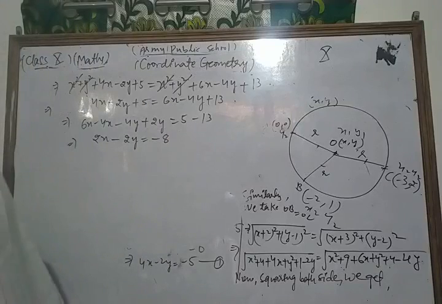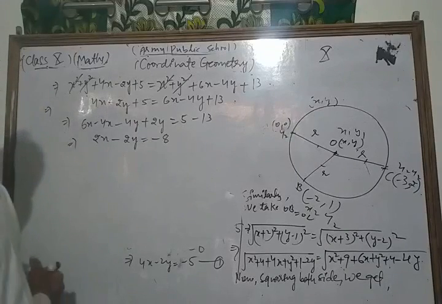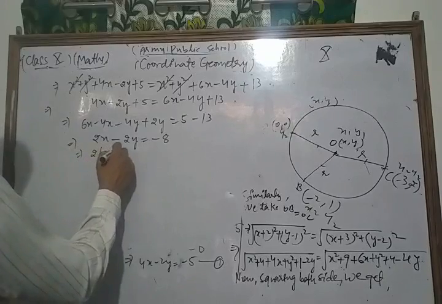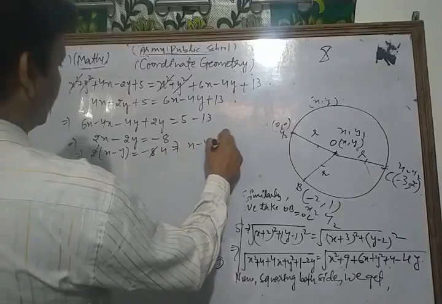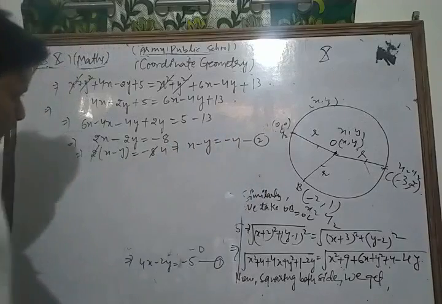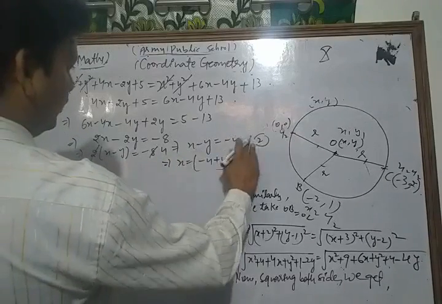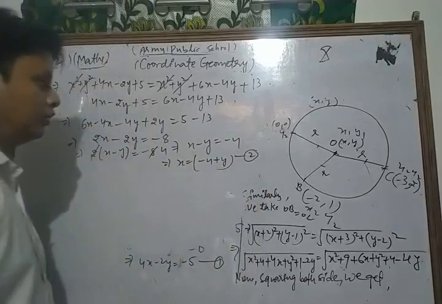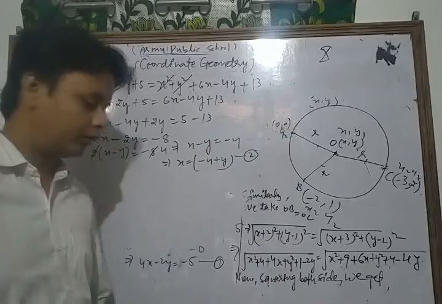Now we take 2 as common, so x minus y is equal to minus 8 upon 2, thus x minus y is equal to minus 4. Take this as equation number 2, or we can write x is equal to minus 4 plus y. Now solving equation 1 and 2, we find the value of x and y.